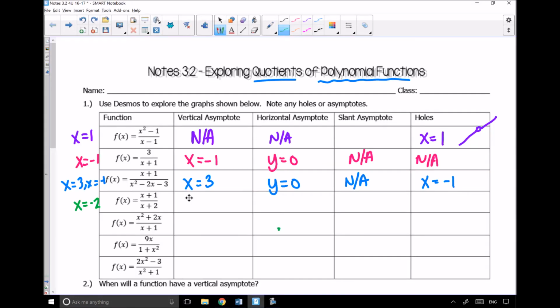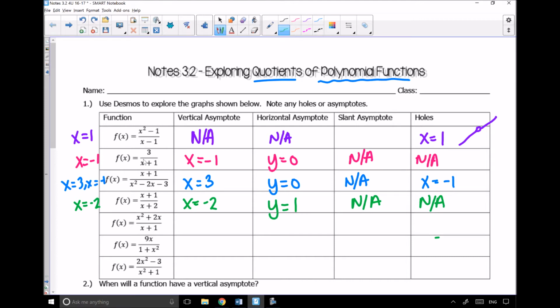So right here, we can say that x equals -2 is our vertical asymptote. Y equals 1 is our horizontal asymptote. There still isn't a slant asymptote, and we don't have a hole, okay? So why did we end up getting y equals 0 for this horizontal asymptote and this horizontal asymptote, but we got y equals 1 for this one right here?